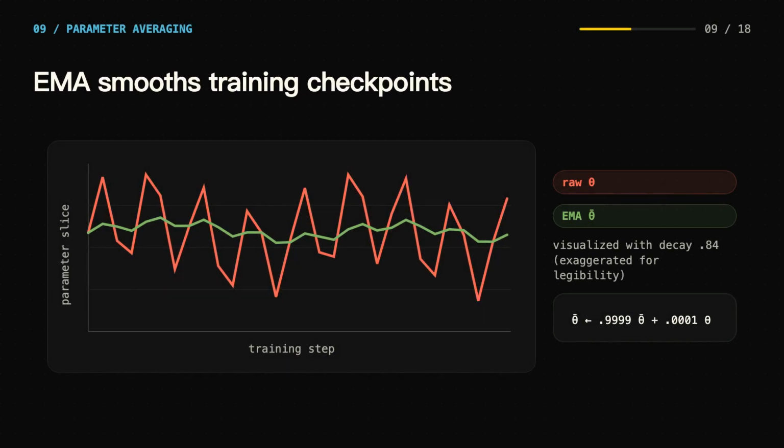Stochastic gradient descent makes nearby training checkpoints fluctuate. If generation always uses the latest raw parameters, visual quality can move around with those checkpoints. The paper maintains an exponential moving average, or EMA, of the parameters. After every update, the new copy is 99.99% of the previous average plus 0.01% of the current parameters. Sampling uses this smooth copy.